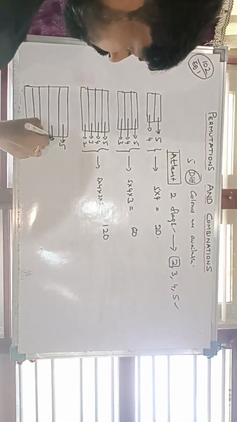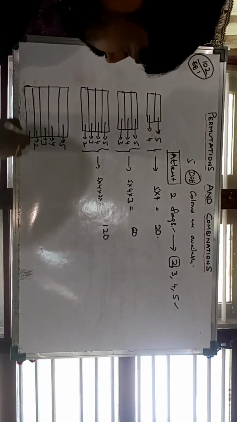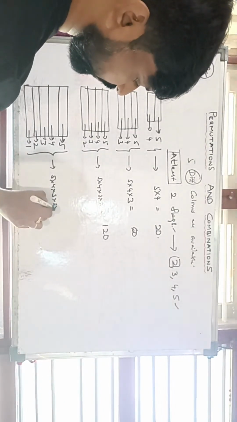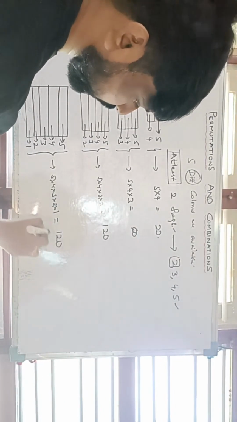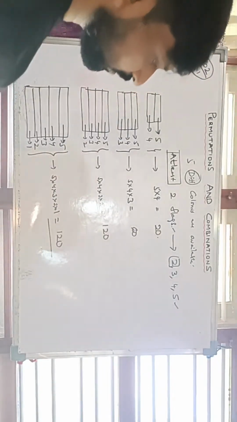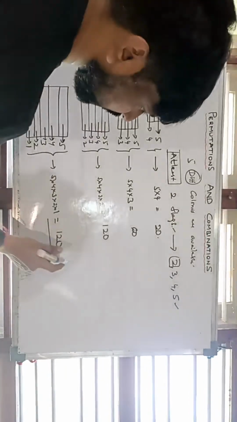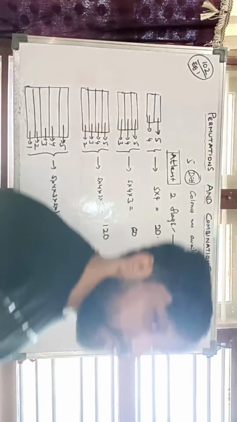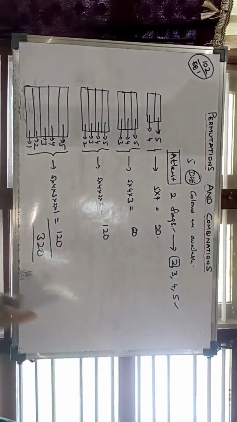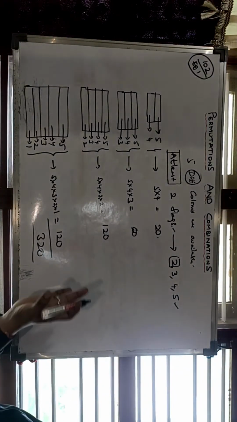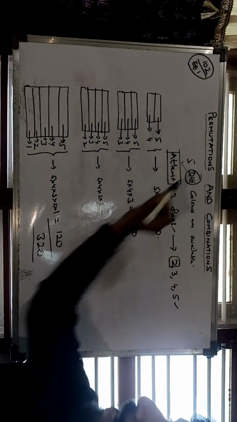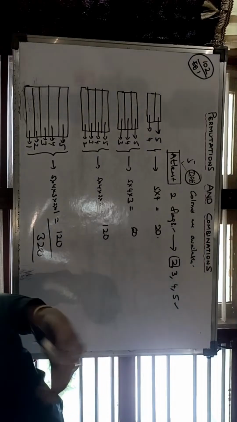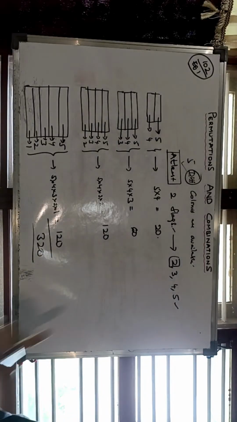Then what about the next? This is 5, 4, 3, 2 and 1. The total number of cases is 5 into 4 into 3 into 2 into 1, that is equal to 120 ways. So if you add all the cases, 20 plus 60 plus 120 plus 120, the total number of ways is 320 ways, friends. This is the most important case. Whenever they ask at least, you are going to consider from 2 flags to all the cases. This is the question, friends.